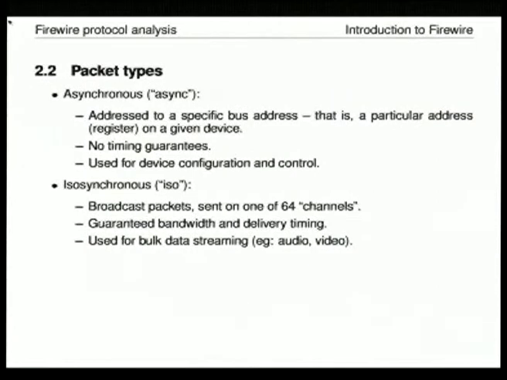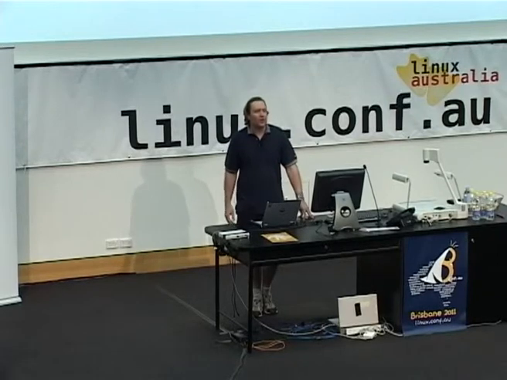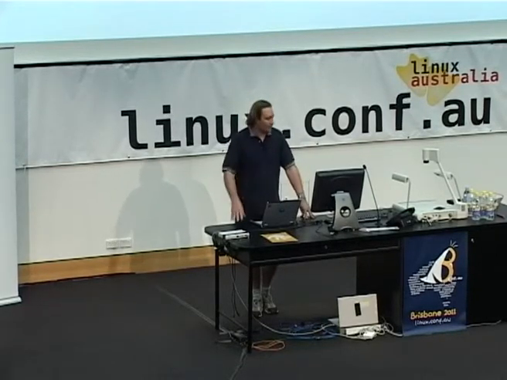There are two different packet types on the Firewire bus, each one of which is optimised for different reasons, a bit like TCP and UDP really. The so-called asynchronous packets are addressed from one device to another address on the bus, which basically constitutes a register write to the target device. The bus gives no timing guarantees about when that write will actually happen, but it guarantees that it will happen. As a result, asynchronous packets are used for device configuration and control. So if, for example, you want to hit play on your Firewire camcorder, that results in an asynchronous packet being written, which tells the unit to hit play and it plays.